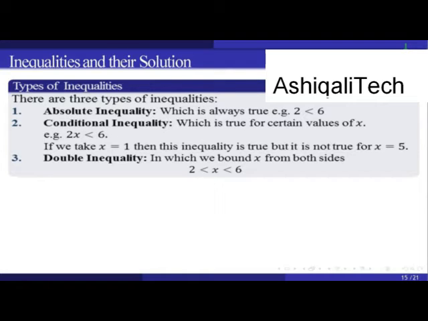The third type of inequality is called double inequality, in which we bound x from both sides. For example, here we say 2 is less than x and x is less than 6. So here x is bounded from both sides. So there are two bounds on x. So we get the double inequality.